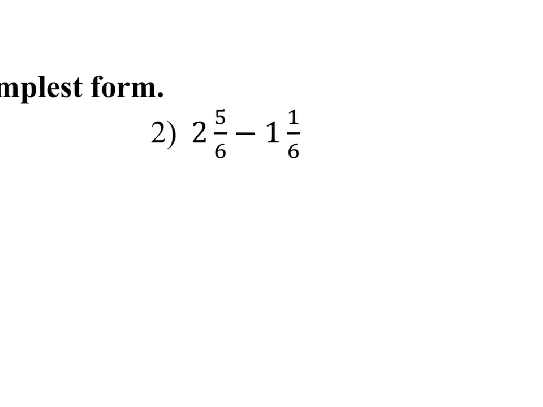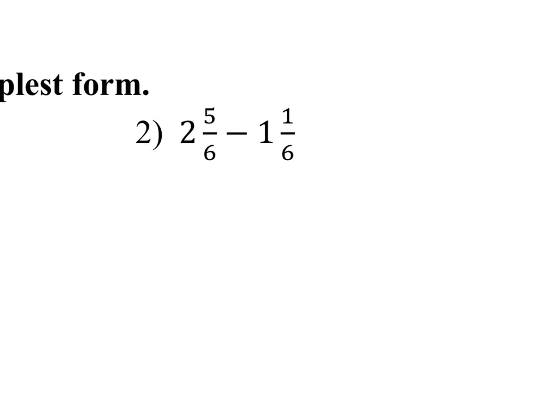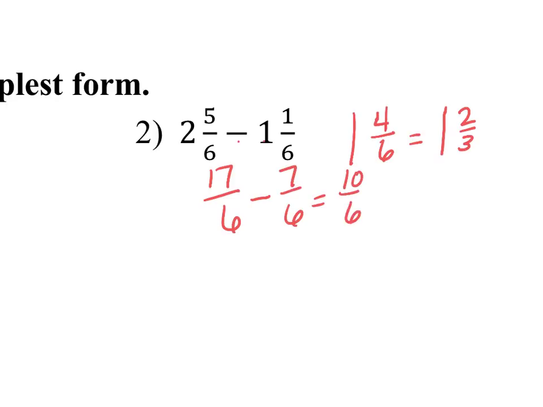Okay. Common denominator on number 2. I'm just going to subtract 5/6 minus 1/6. What is that? 5 minus 1 is 4. 4/6. 2 minus 1. And then I need to simplify it. 1 and 2/3. Okay. Can I convert it? Yes. I could do 17/6 minus 7/6 equals 10/6 equals 1 and 4/6, which then equals 1 and 2/3.